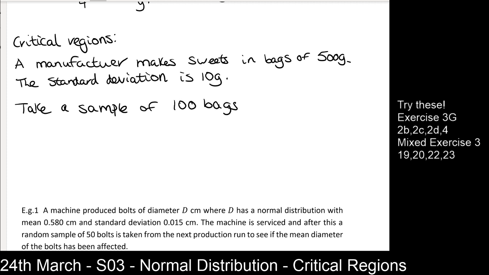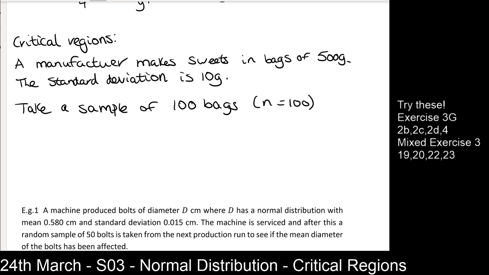This means that N would be 100. Okay, so we've got a manufacturer, they make thousands, tens of thousands of sweets every day. They say on the packet that the weight's 500 grams, and we're told that the standard deviation is 10 grams. Obviously, to work out the mean of all the bags, that will be a very time-consuming process. We might just want to take a sample. So we're just going to take a sample of 100 bags.